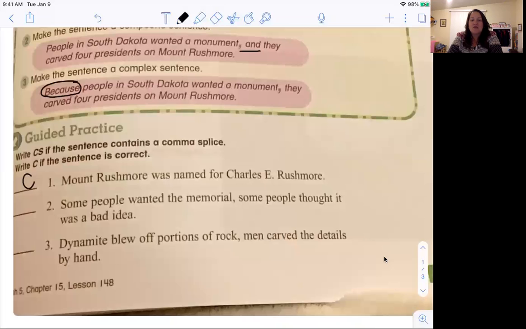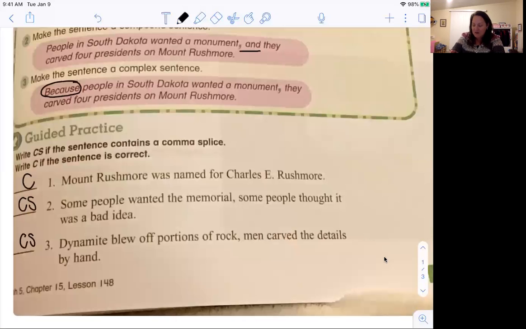Number 2, some people wanted the memorial, some people thought it was a bad idea. What do you think? Is that correct, or is that incorrectly written with a comma? If you said comma splice, you are correct. And number 3, dynamite blew off portions of rock, men carved the details by hand. What do you think? It is also a comma splice.